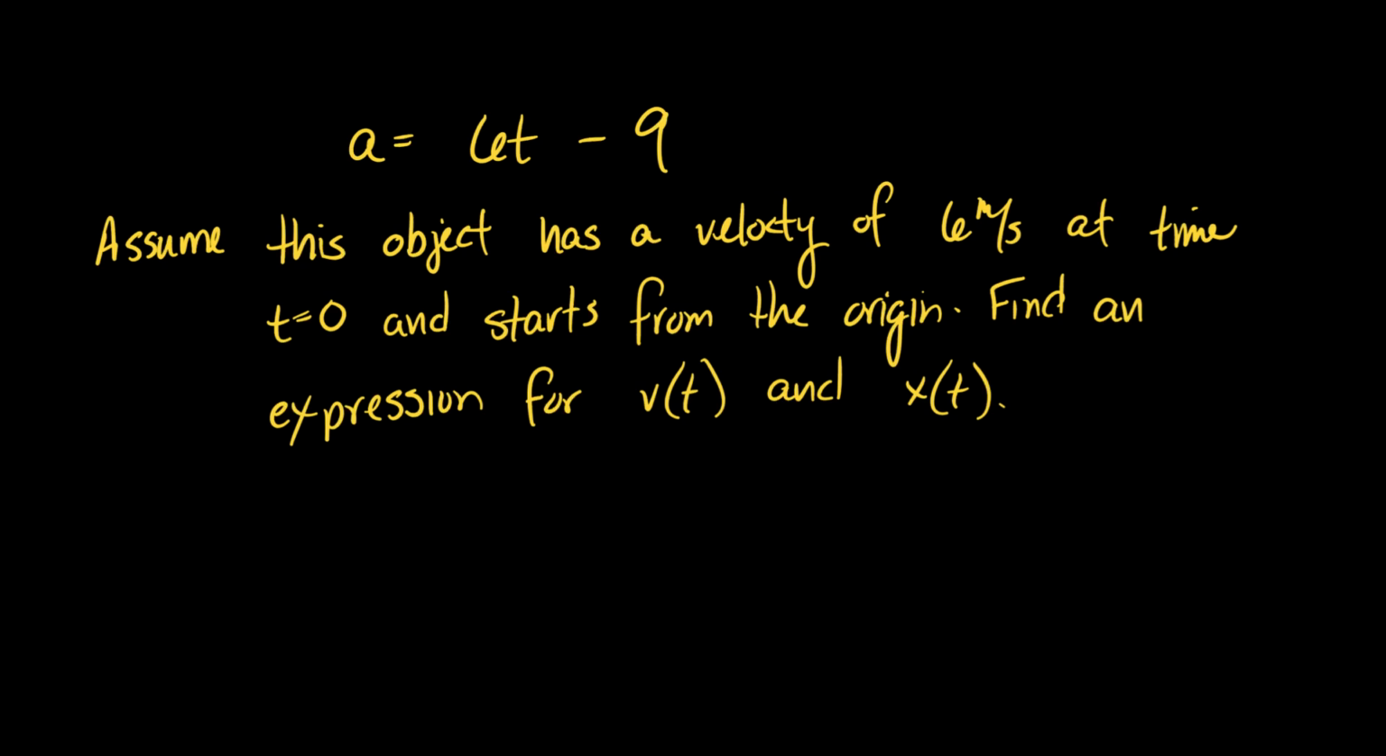Right, so let's see if we can do the reverse of what we did yesterday. Here's an expression for the acceleration as a function of time. Assuming that this object has a velocity of 6 meters per second at time t equals 0, and that it starts from the origin, find an expression for v as a function of t and x as a function of t, where t represents time in seconds. Everybody understand what my question is asking?